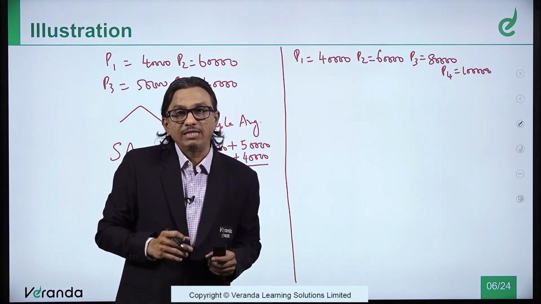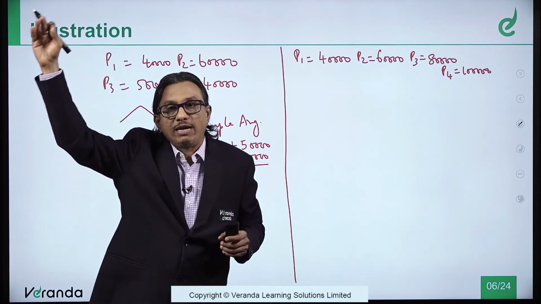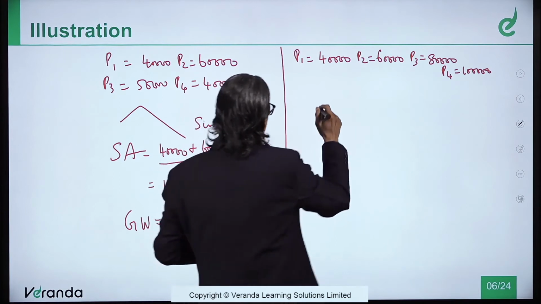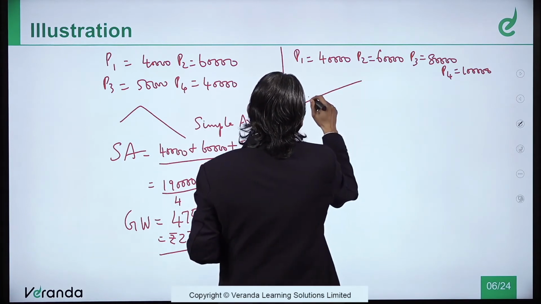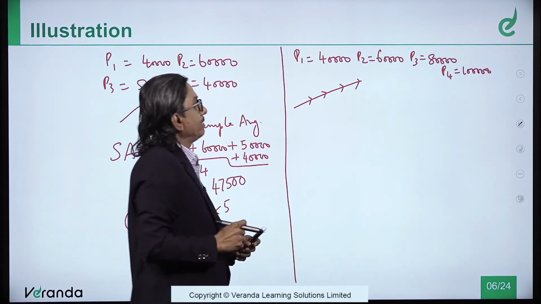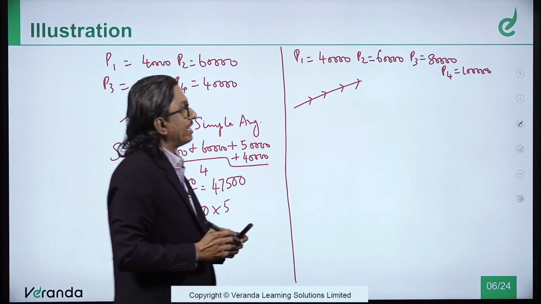Now you are able to see there is a trend 40, 60, 80, 1 lakh. The profits keep going up. So therefore we should follow weighted average method. Since the profit shows increasing trend, we should go for weighted average method.